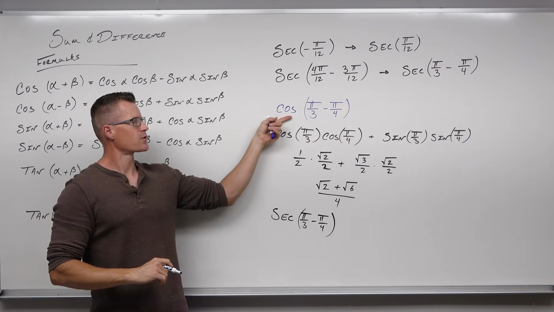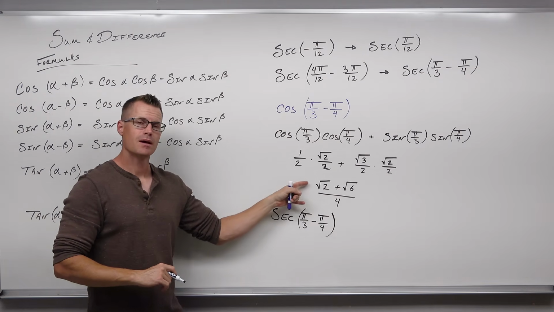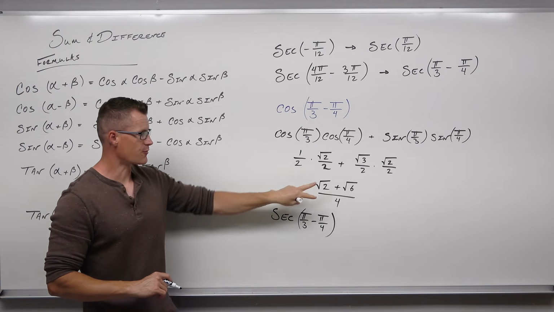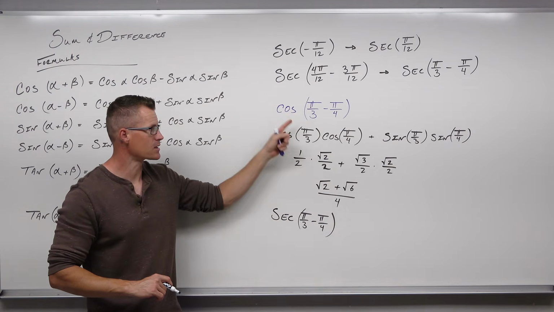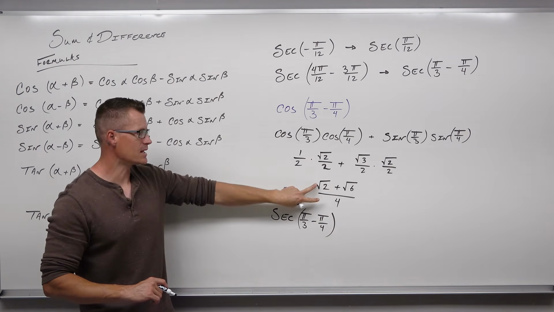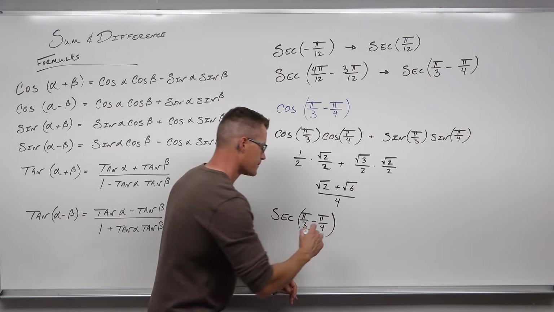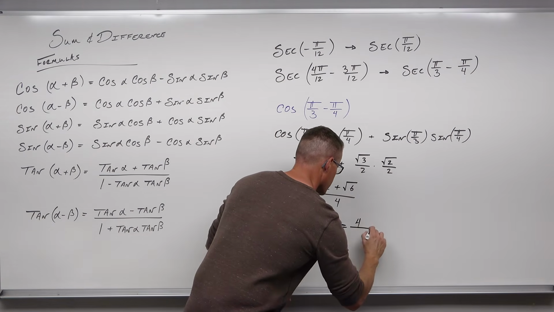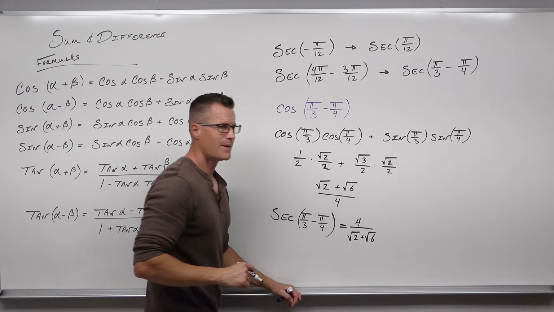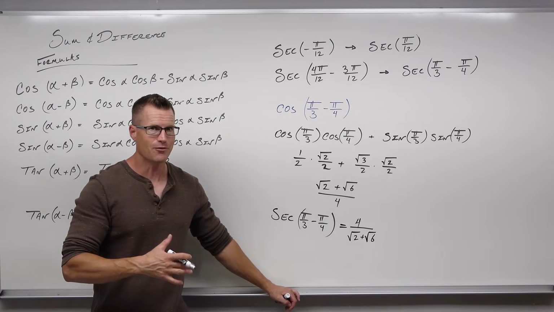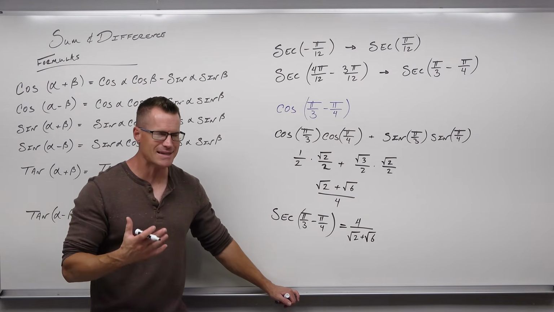If cosine pi over 3 minus pi over 4 is this thing, then secant of pi over 3 minus pi over 4 is the reciprocal of this. Don't reciprocate these, reciprocate this. Cosine gives you one thing, secant will be the reciprocal of that. Now, it would be great if we were just done, but do you see what has to happen?